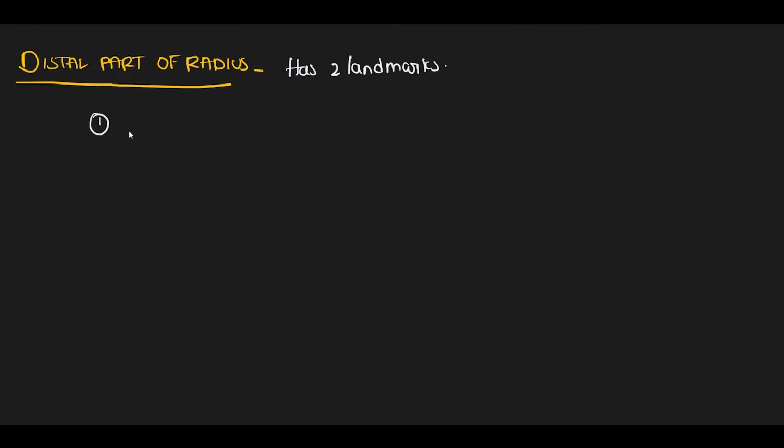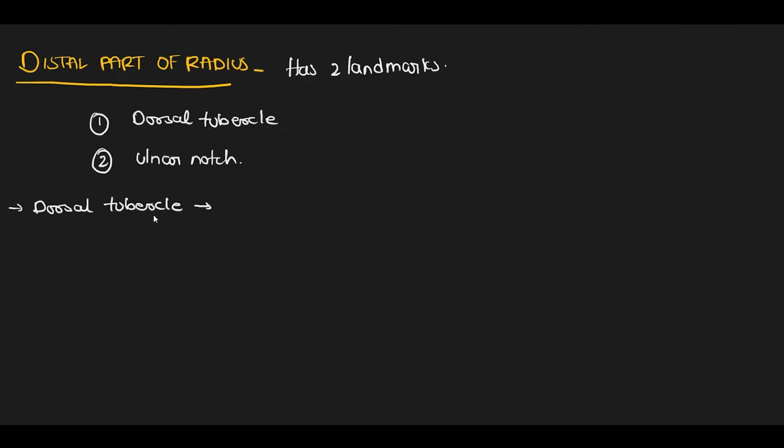That is the distal part of radius. This distal part of radius has two landmarks. So what are the two landmarks? The first one is the dorsal tubercle and the second one is the ulnar notch. So let's first discuss the dorsal tubercle. In general, what is a tubercle? It is a projection-like structure.